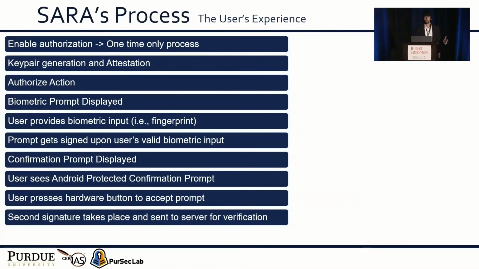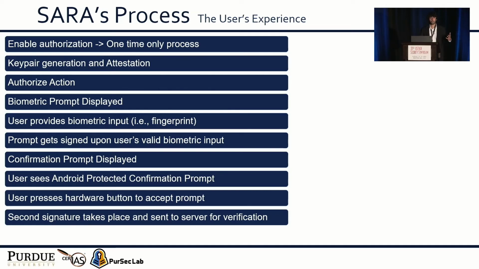So here's the SARA process from the user's perspective. Firstly, you have to enable the process itself. This is a one-time only process which allows you to generate the key pair and initiate the attestation on the server side. This is usually done from your settings menu from the particular app that you are deploying this in.